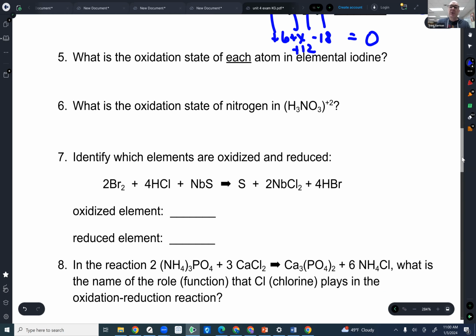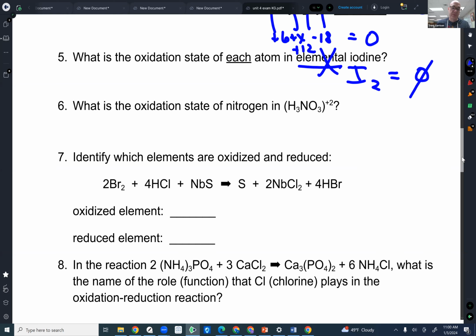What is the oxidation state for every iodine that is elemental? Any element by itself that is elemental has a charge of 0.